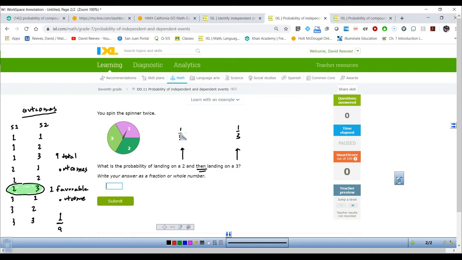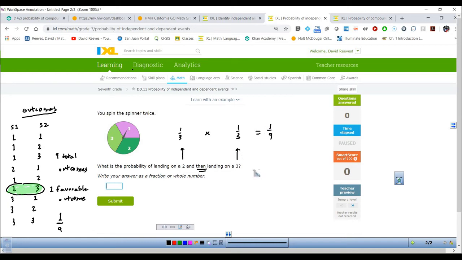Now let me ask you a question. Let's go back. We had 1/3 and 1/3. We know now that the answer is 1/9. How do you get 1/9 from 1/3 and 1/3? Do you get it by adding? Well, if you add 1/3 to 1/3, you get 2/3, and that would not be what we're looking for. What about if we multiply? 1 times 1 is 1. 3 times 3 is 9. Wow, so if we multiply the probability of each independent event, we will get the probability we are looking for.